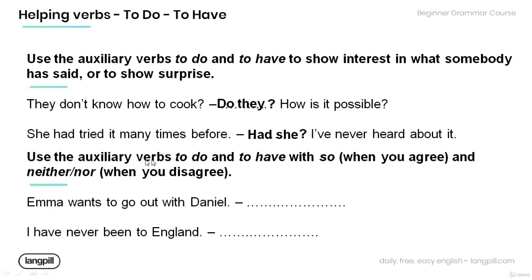Remember that we use the auxiliary verbs to do and to have with so when you agree and neither or nor when you disagree. Read the following sentences and provide a response using the appropriate form of the helping verbs. Emma wants to go out with Danielle. So does Ellen. I've never been to England. Neither have I.